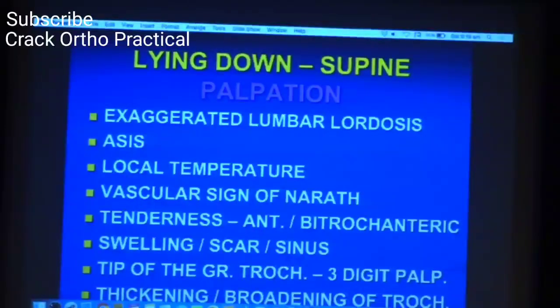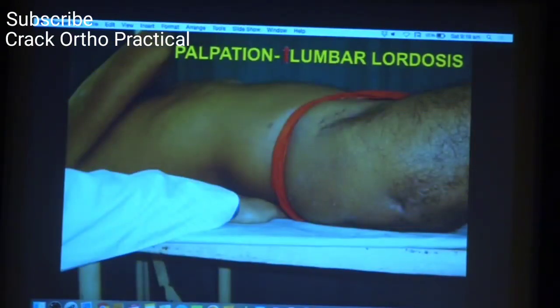We have also listed the trochanteric palpation here, and the first and foremost point to be underscored is whether the tip of the trochanter has migrated proximally. We talked about the 3-digit palpation yesterday. I will not dwell on it further today. You all know about it. To look for thickening or broadening of the trochanter, you can use the hand as a vernier caliper, and again it is a comparative evaluation. We'll show you in one of the slides how it is done. So this is on palpation.